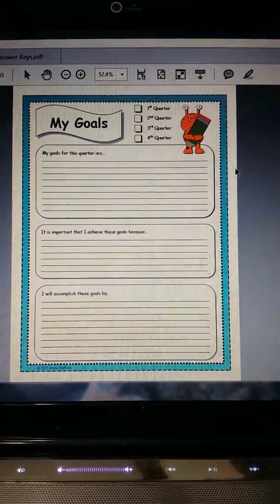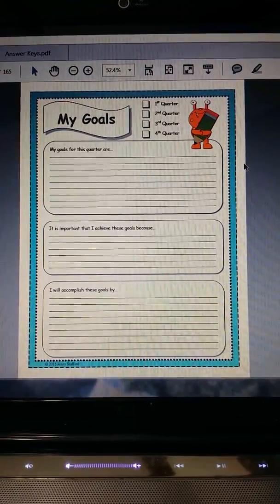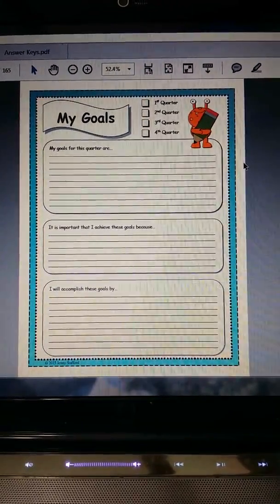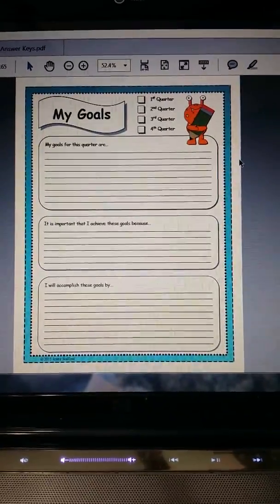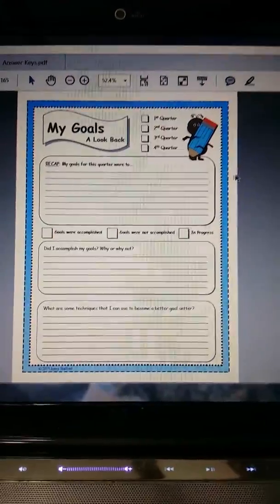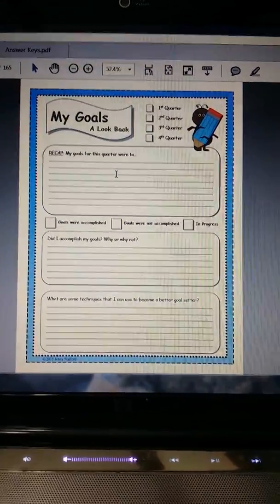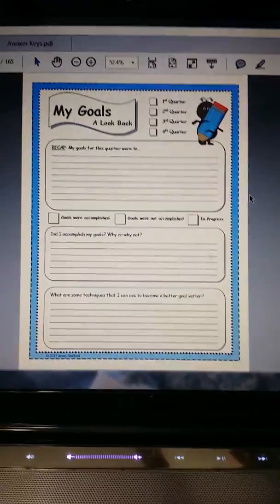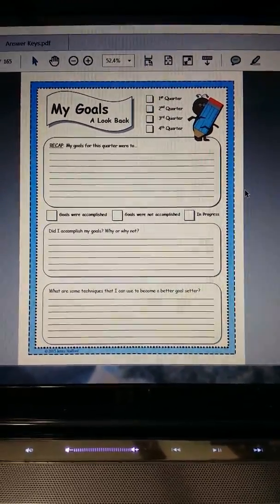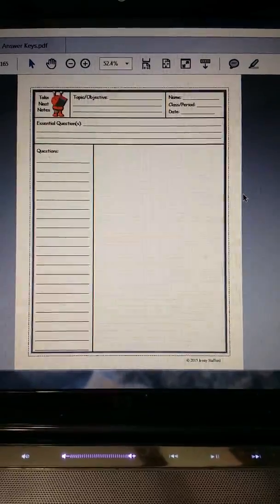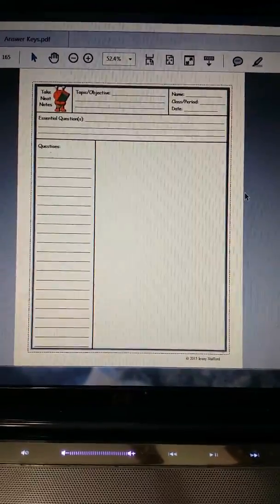Goals. This is really nice because students can set goals for first quarter, second, third, and fourth. So you can print this multiple times throughout the year to have them write down their goals. Here's a look back to see did they accomplish those goals? Did they not accomplish them? Or is it still in progress? This is for Cornell Notes.